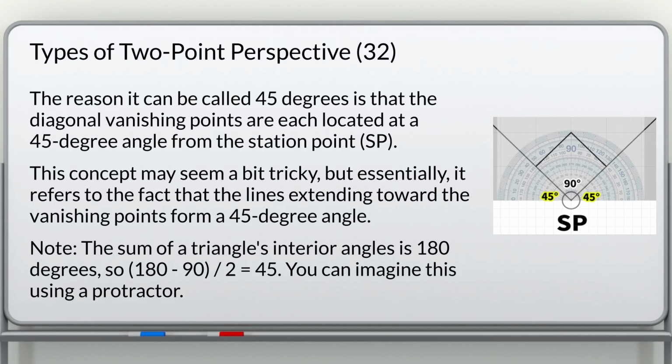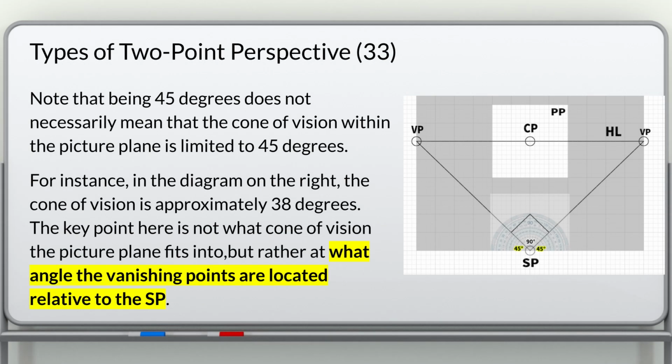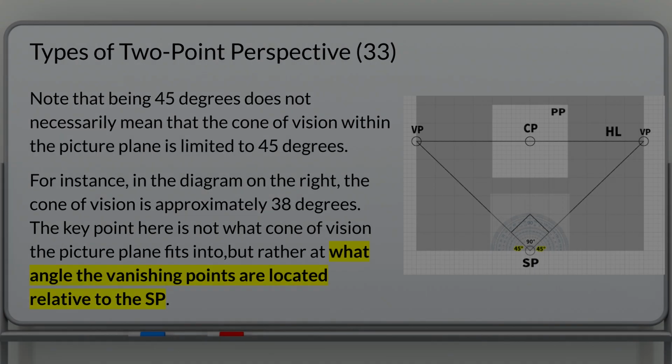This concept may seem a bit tricky, but essentially, it refers to the fact that the lines extending toward the vanishing points form a 45-degree angle. Note that being 45 degrees does not necessarily mean that the cone of vision within the picture plane is limited to 45 degrees. For instance, in the diagram on the right, the cone of vision is approximately 38 degrees. The key point here is not what cone of vision the picture plane fits into, but rather at what angle the vanishing points are located relative to the SP.